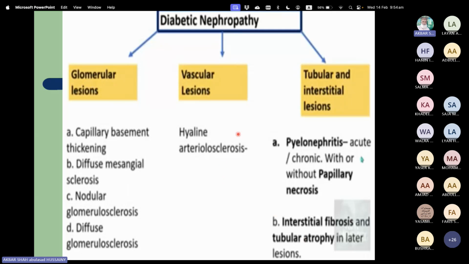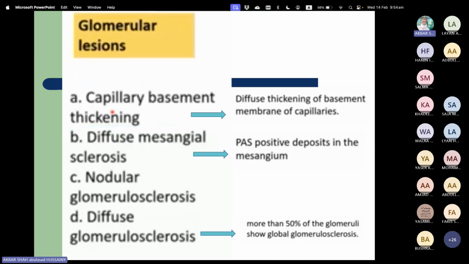Morphology becomes easy because it's not so important for you, so I'll quickly go through. There are three types of lesions in the kidney in diabetes: glomerular lesions, vascular lesions, and tubulo-interstitial lesions. In the glomerulus, we have the capillary basement membrane changes. The capillary basement membrane becomes thickened. The mesangium becomes sclerosed. There's deposition of PAS positive material in the mesangium.